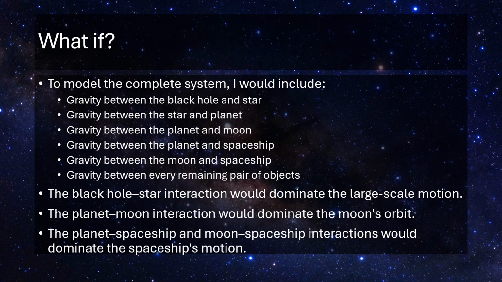What if we were to include the black hole in the calculations for part two? So in this system, I would just include all the gravitational interactions between all the different masses in the system. The black hole and star would dominate the large scale motion because of their big masses. Planet moon interaction would dominate the moon's orbit, and the planet spaceship and moon spaceship interactions would dominate the spaceship's motion.